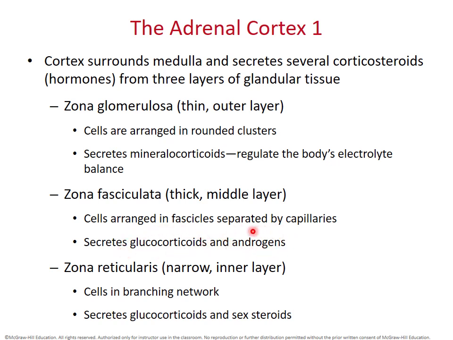Androgens, of course, are male sex hormones, and so these are testosterone-like hormones that we'll talk about in just a few minutes. And then finally, in the zona reticularis, the deeper layer, once again, we see the secretion of glucocorticoids, again like cortisone, and some sex steroids, again not just male but some female derivatives as well.